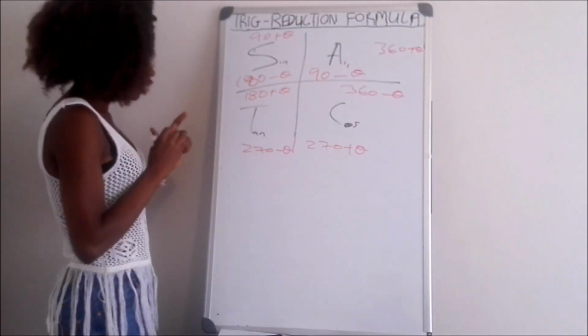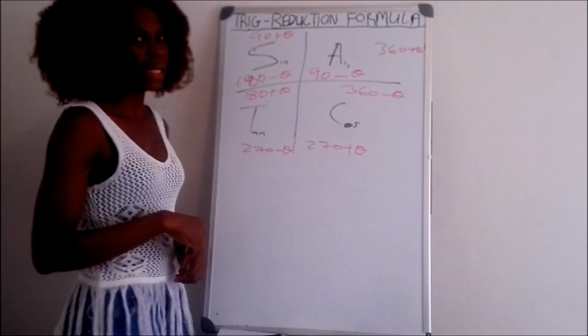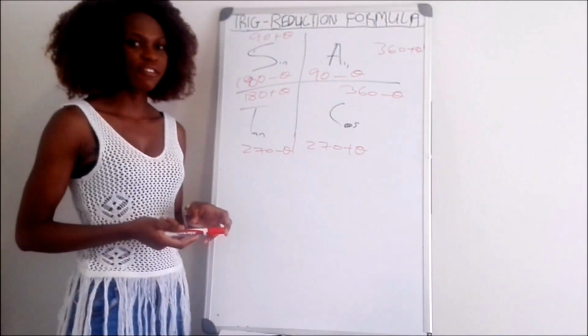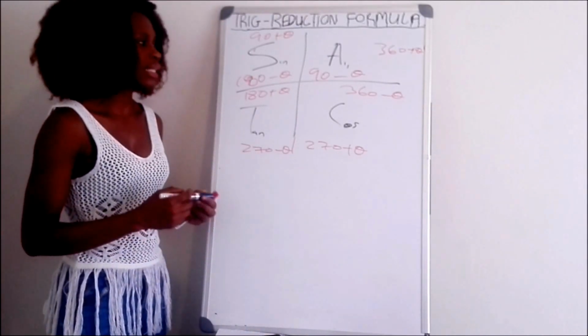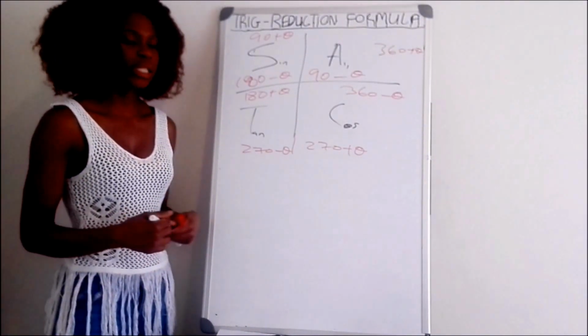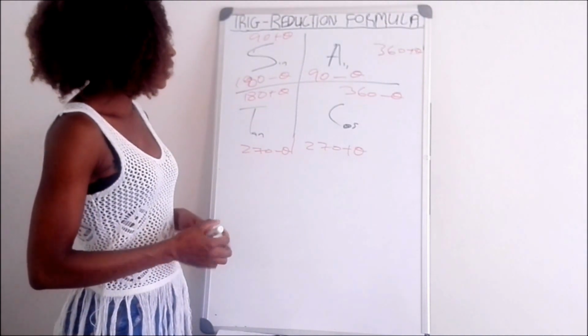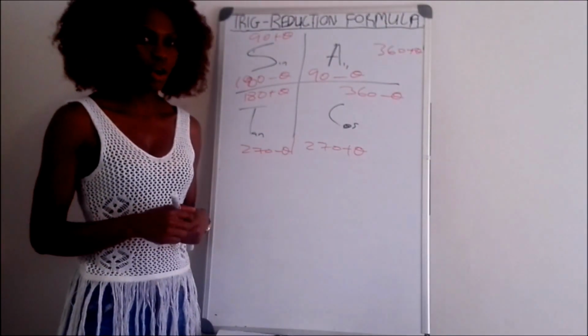Alright, and also dealing with 90 plus or minus theta and also 270 plus or minus theta, those two are the co-function, of which if it's sine it changes into cos and cos changes into sine. It does not affect tan, it only affects sine and cos.